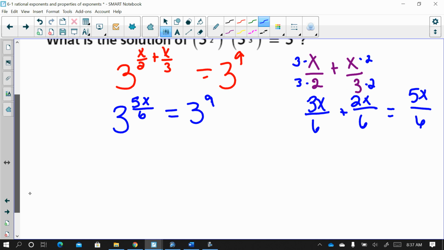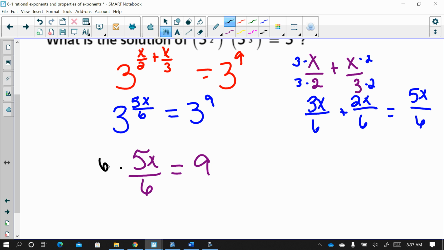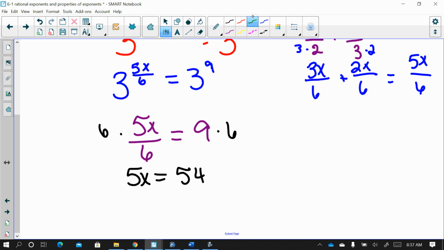Well, oh, my bases are the same. So in order for these to be equal, my exponents have to be equal. So I can set 5x over 6 equal to 9 and solve for x. Okay, so to solve for x, we're going to multiply both sides by 6. 5x equals 54. Finally, just a one-step equation, divide both sides by 5. X is equal to 54 over 5.